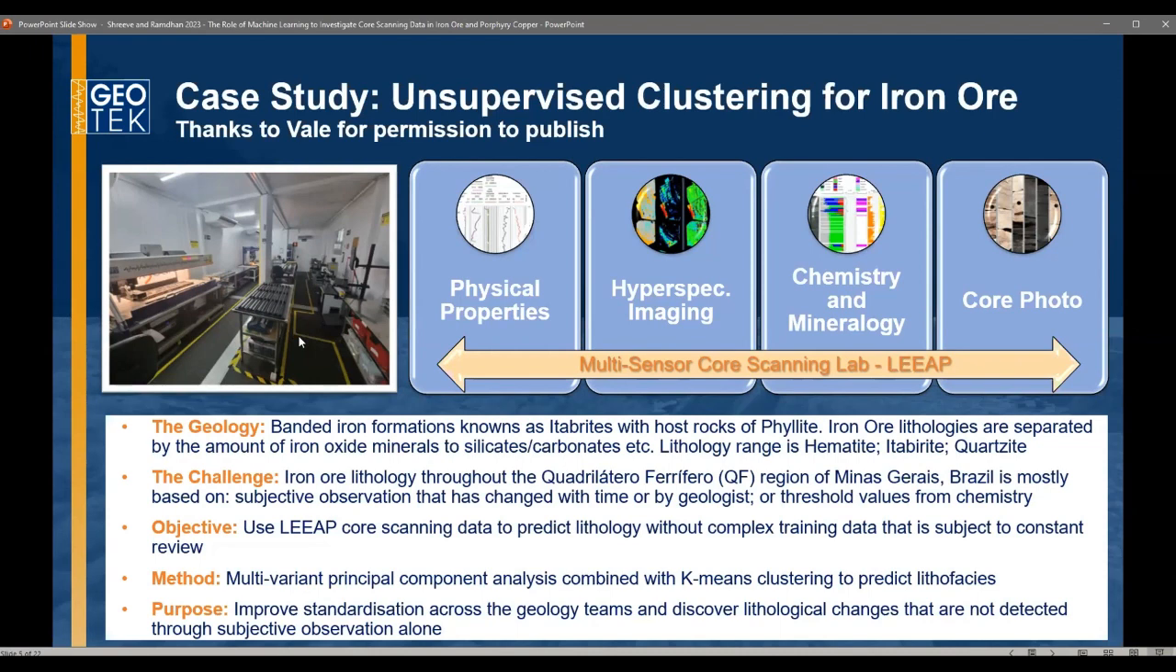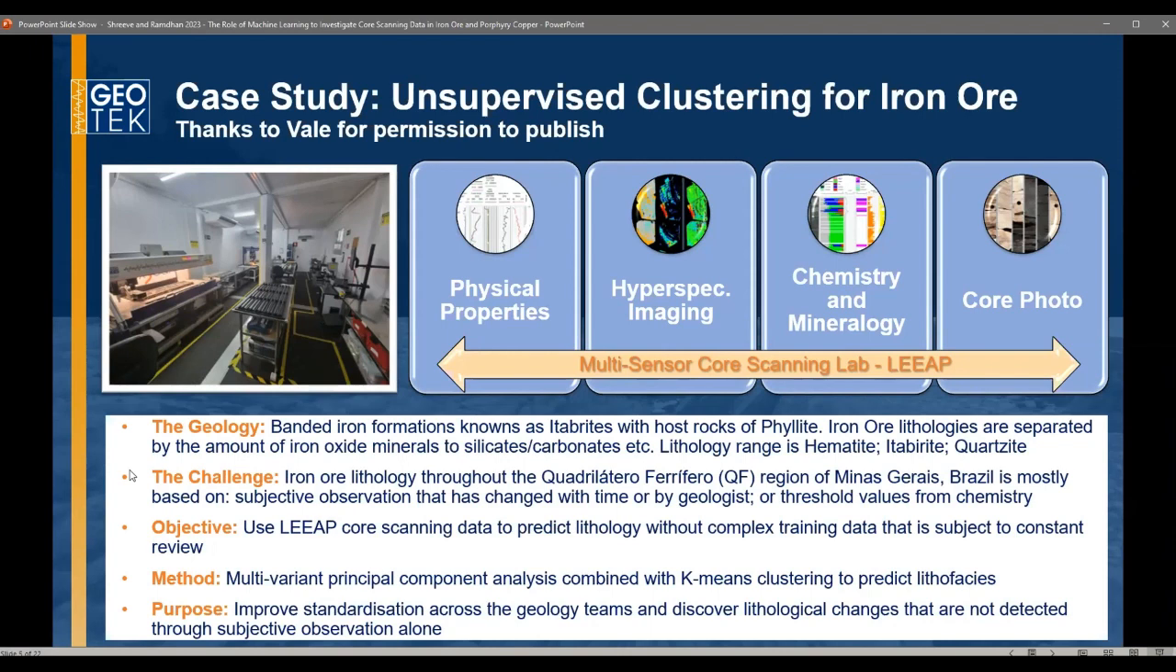This is a massive area of Minas Gerais, and we're trying to create a data-driven approach for lithology. And that lithology is pretty varied. Most of this study is going to deal with itabirites and phyllites and other iron ore lithologies like hematite and quartzite, which Vale use here. But the objective and the problem here is that there's no consistent way that this lithology terminology is being applied over 50 years plus worth of mining.